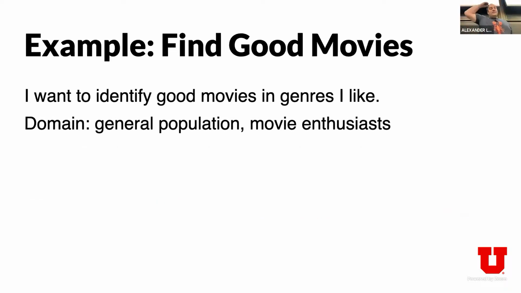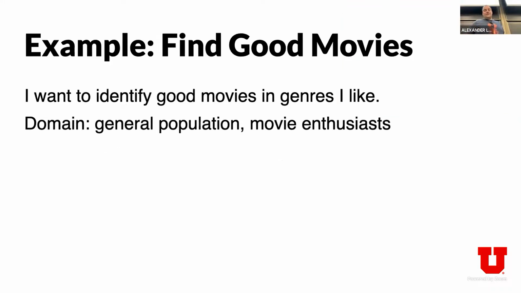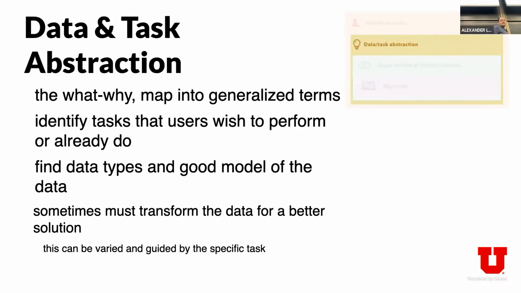So here's a simple example. I want to build a visualization that helps me find good movies. I want good movies in genres I like. The domain here would be the general population or movie enthusiasts, right? And so the data and task abstraction is this. Yeah, this was just an example for the domain, and I'll keep going back to this after I've talked about data and task abstraction.